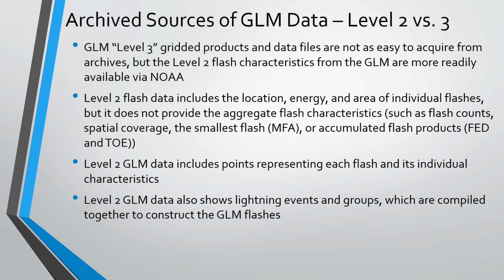So the level 2 flash data includes the location, energy, and area of individual flashes, but it doesn't provide the aggregate flash characteristics like total flash counts, the spatial coverage, and the smallest flash from MFA, or the accumulated brightness that we see from TOE. The level 2 GLM data points each represent individual flashes and their characteristics, and the level 2 data also includes lightning events and groups, which, as you may recall, are amassed together to construct the GLM flashes.